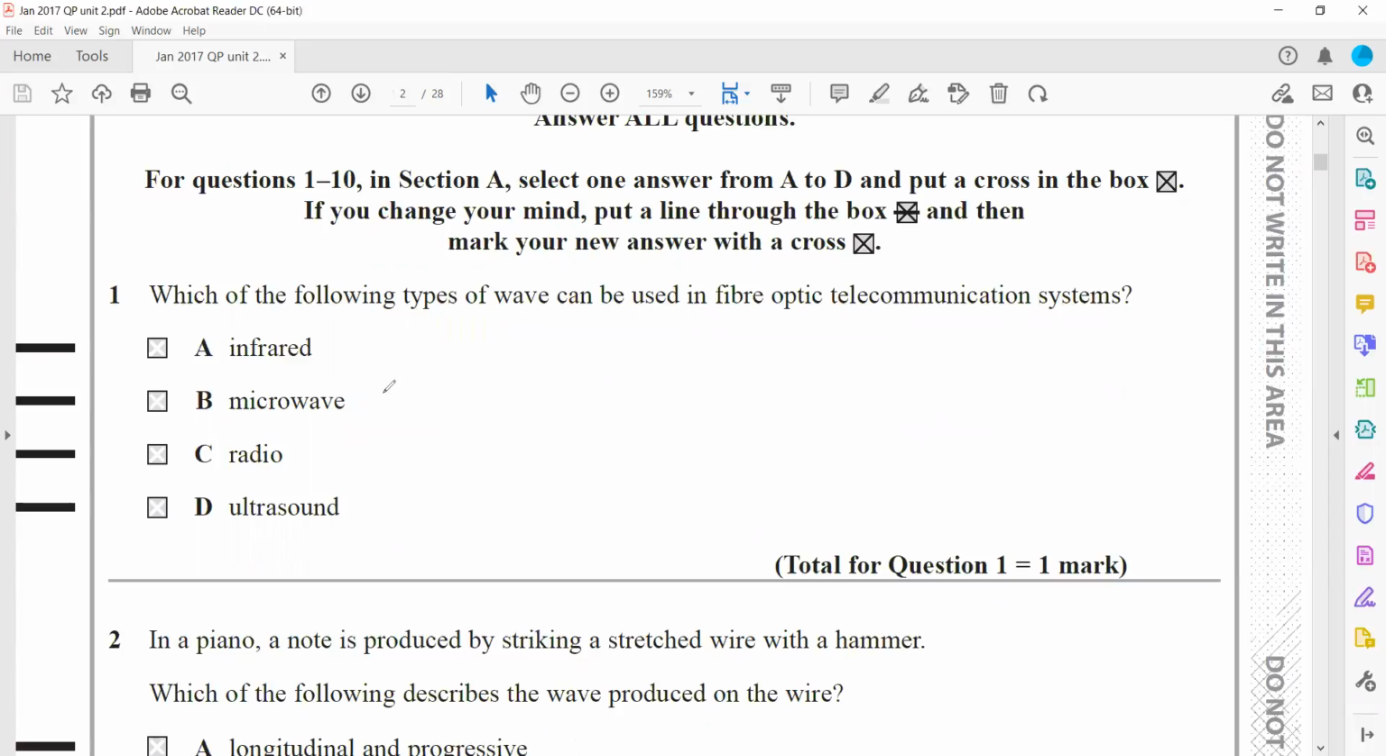Microwaves are used for satellite communication. Radio waves are used for land communication, or terrestrial communication, like on the land if you want to transfer electromagnetic radiation. Ultrasound is not used for communication purposes. It's just for detection. So what we are left with is infrared. Either infrared or visible light can be used because it can easily undergo total internal reflection.